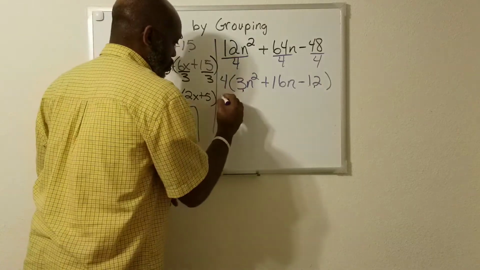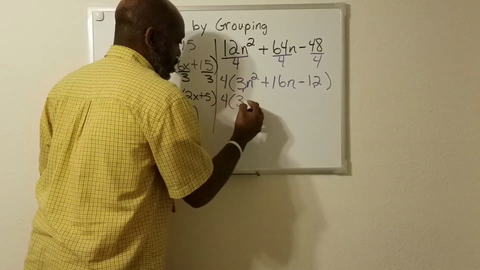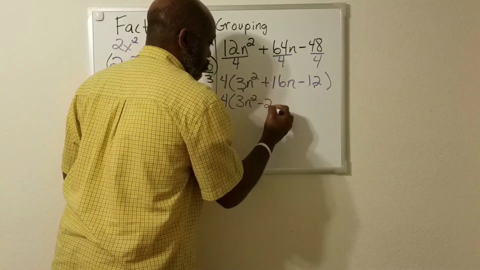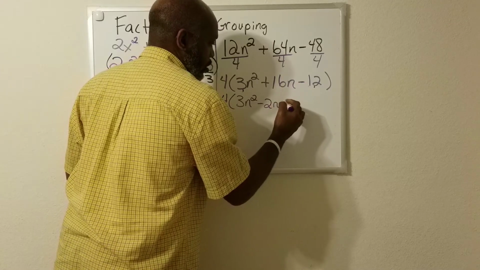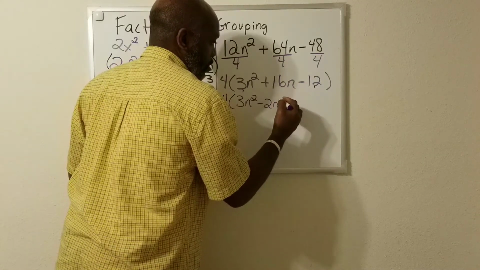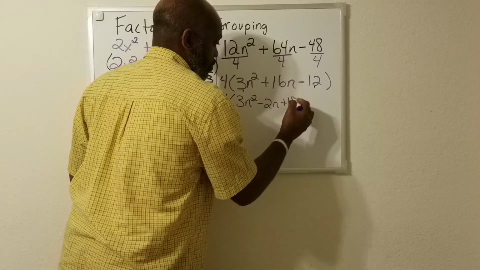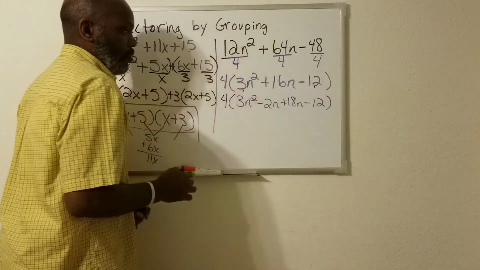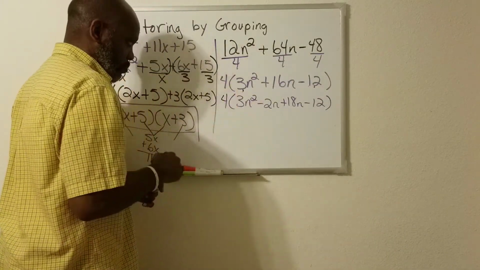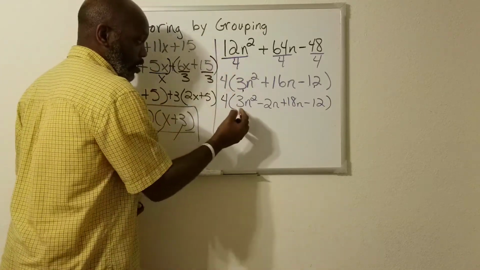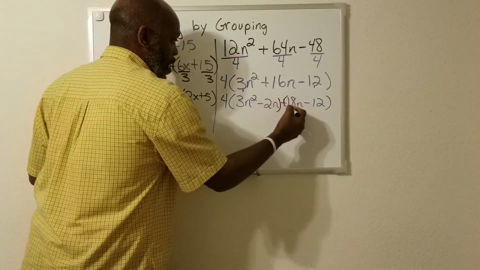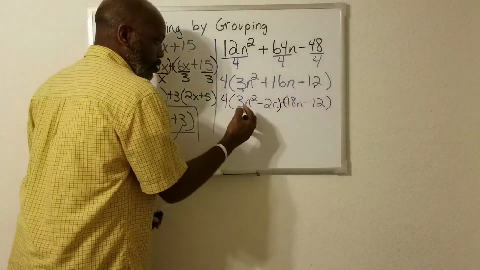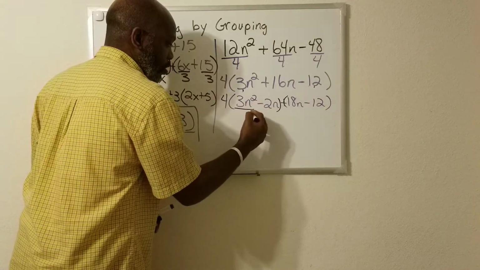All right, so we're going to use 3n squared, negative 2n, plus 18n, minus 12. Remember, our number was negative 36. So now we're going to factor by grouping. And just like we factored over here, we're going to factor this problem. We're going to factor out the letter n.